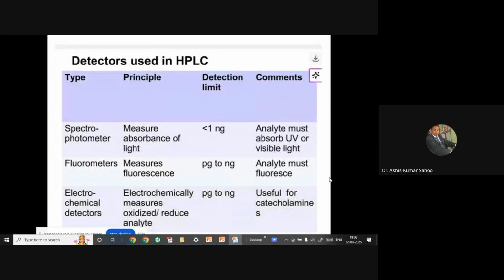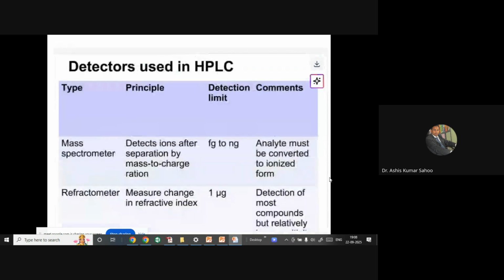So what are the different detectors used in spectrophotometry, measurement of levels, detection limit. These are the different detectors used and their comparative measurements. Mass spectrometer is another. So this is all about detectors used in HPLC.